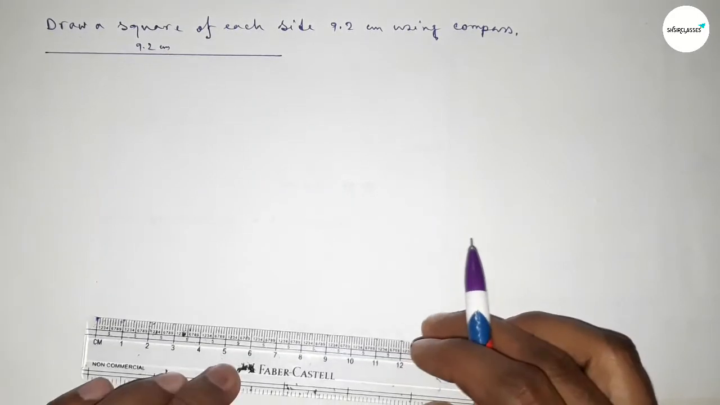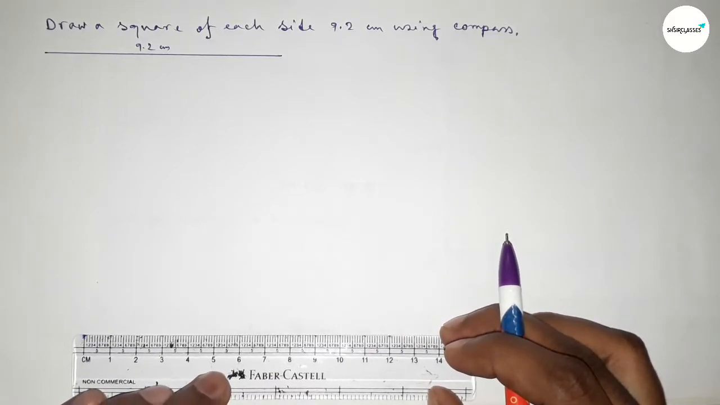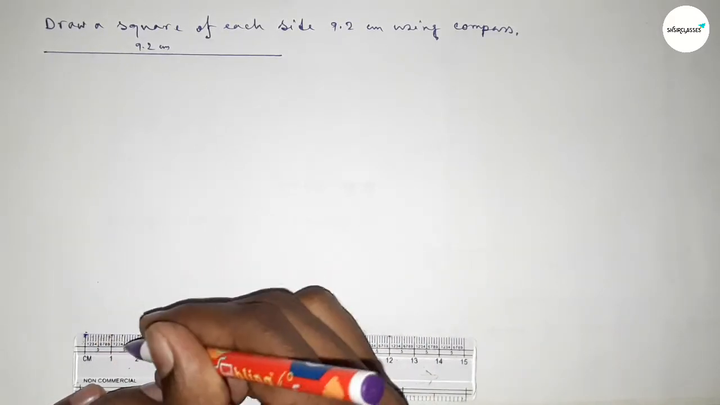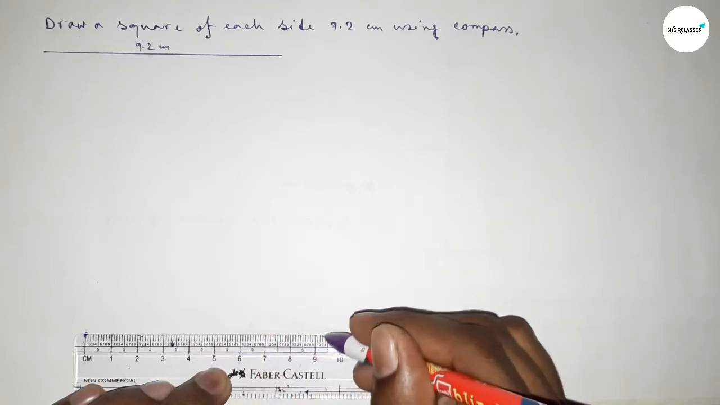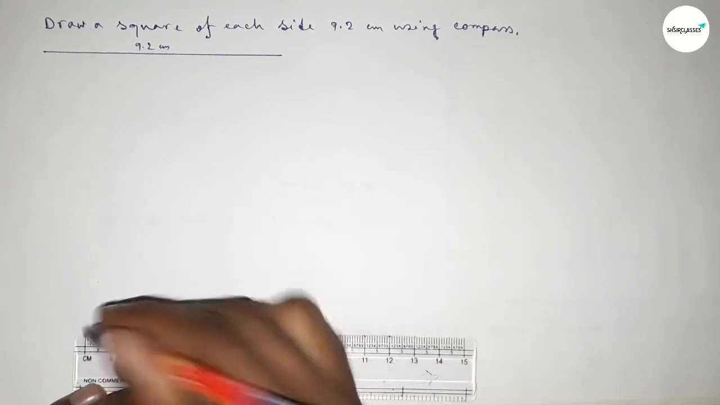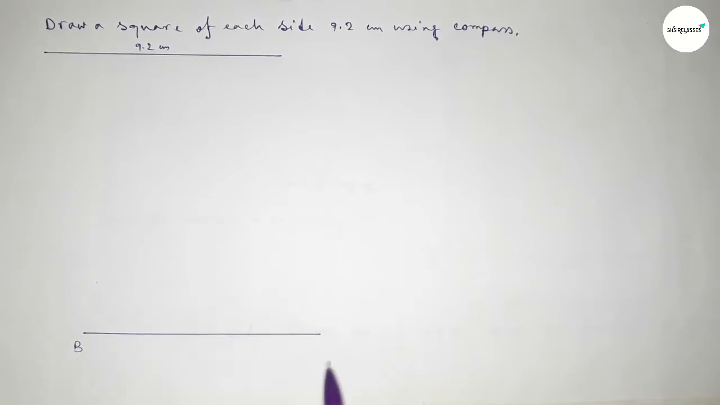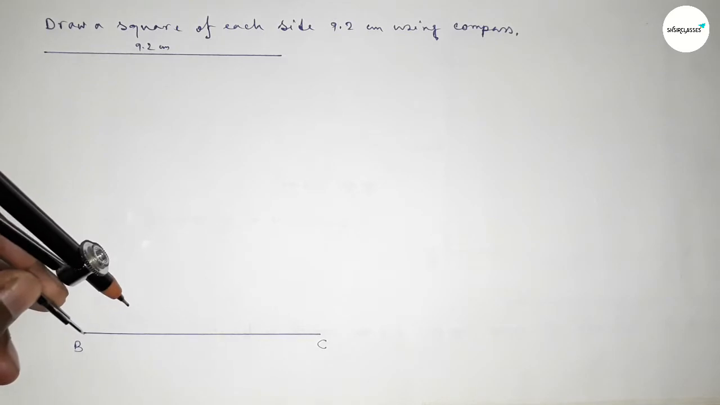Next, again we have to draw here a line of length 9.2 cm. So this is a 9.2 cm line, and taking here point B and here C, again we have to draw here a 90 degree angle on the point B.